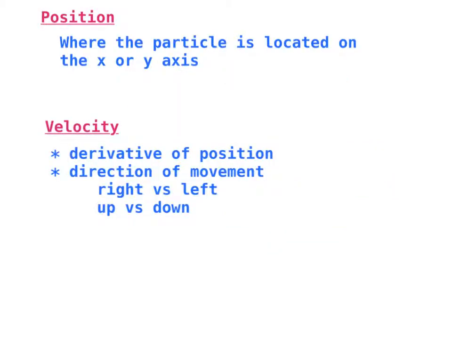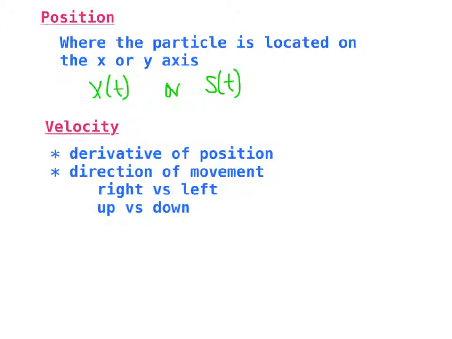Okay, first a little vocabulary. Position is where the particle is located on the x or y axis. So we're just talking about location, where it is. And generally we use x of t to represent position, or oftentimes you'll also see s of t. So either one of those can be used for the position function.